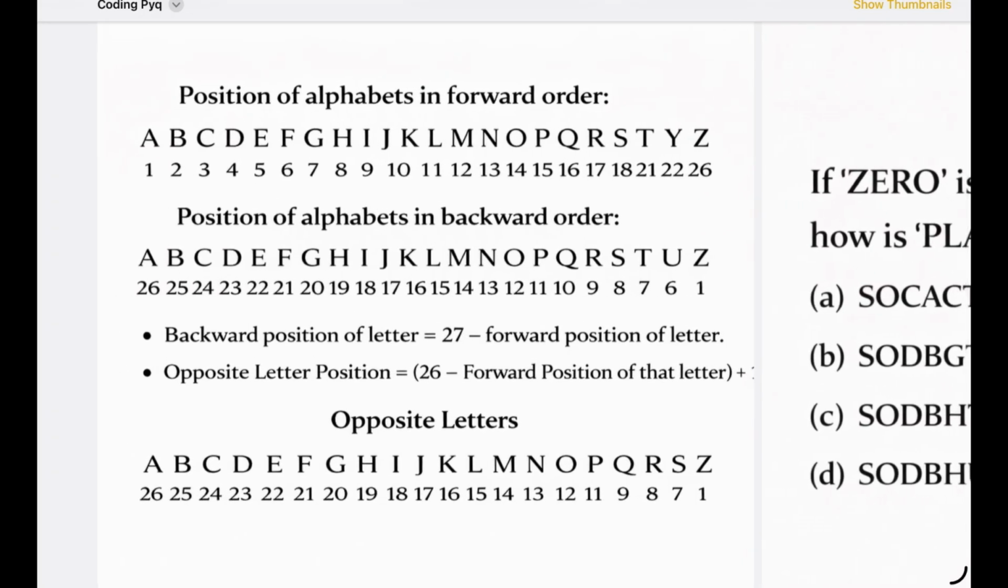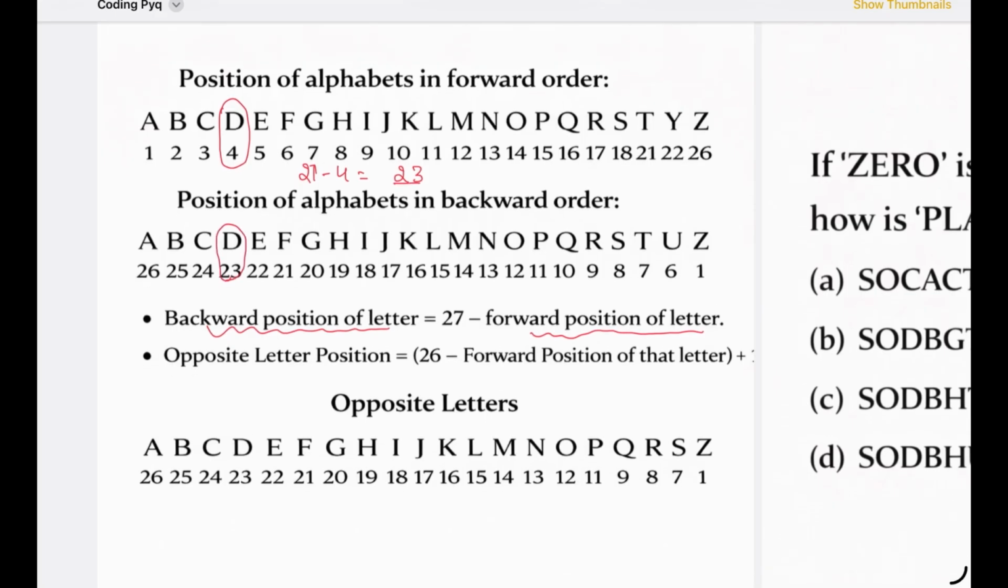If we have learned the position of the alphabets in forward order and we have to find the backward position of that alphabet, we subtract the forward position of that letter from 27. The forward position of the letter D is 4, and to find the backward position of D, we subtract 4 from 27. That gives 23. So from the reverse order, the position of D will be 23.